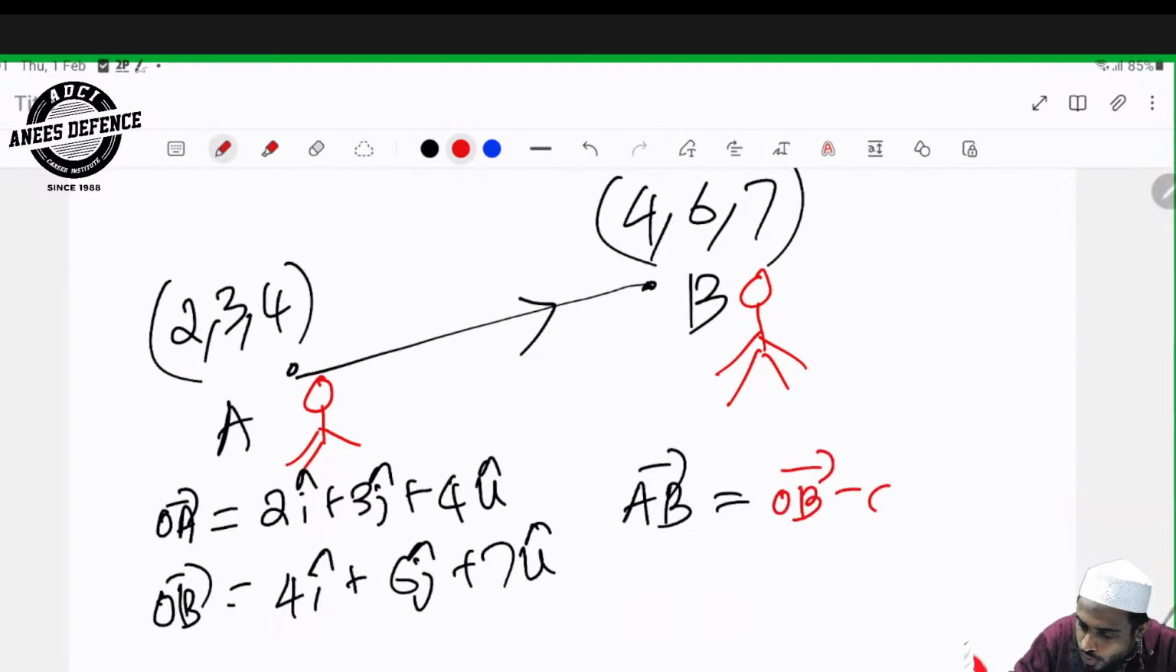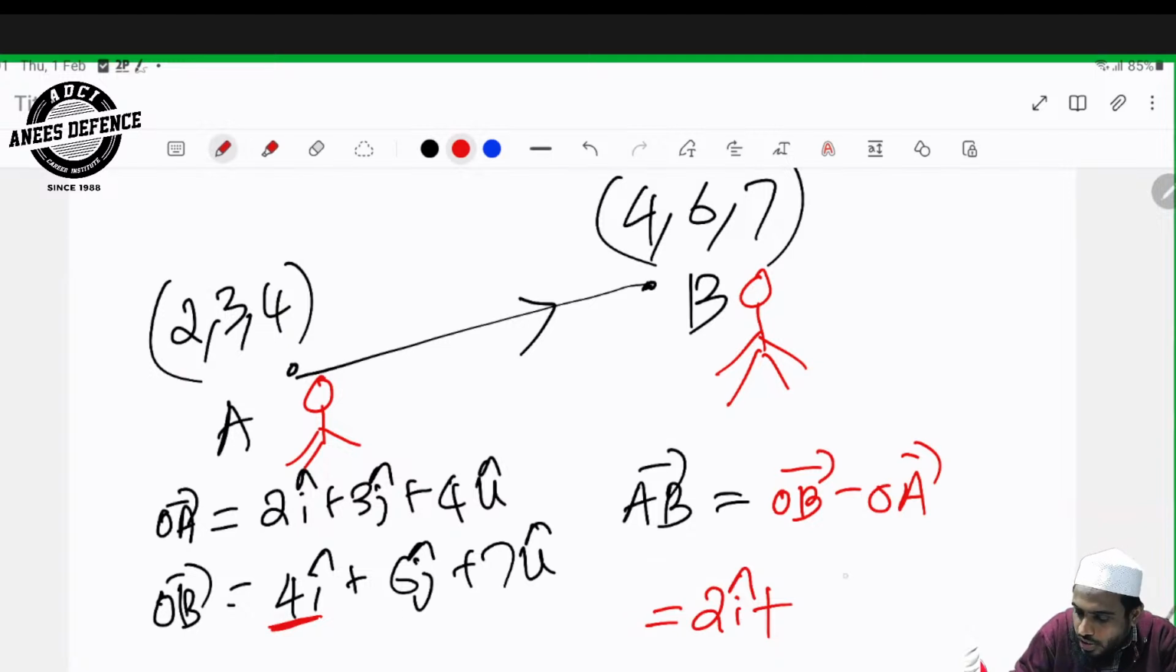OB minus OA. Final minus initial. What is OB? 4, right? When you add or subtract, you should add the I components together. You cannot add I and J together. I and I, J and J, K and K. So for OB it is 4I. 4I minus 2I is 2I. 6J minus 3J is 3J. 7 minus 4, 7K minus 4K is 3K. So this is vector AB.